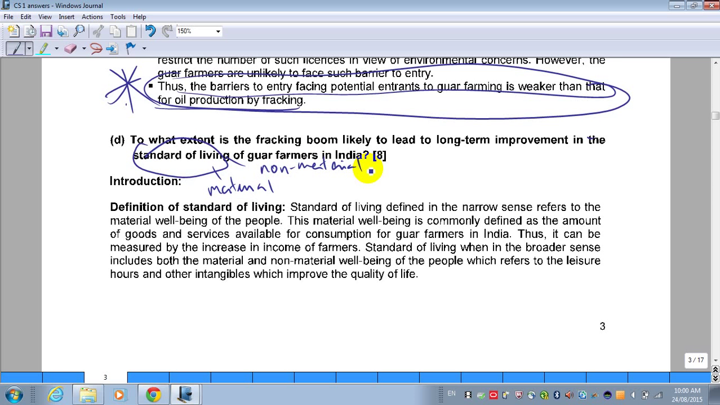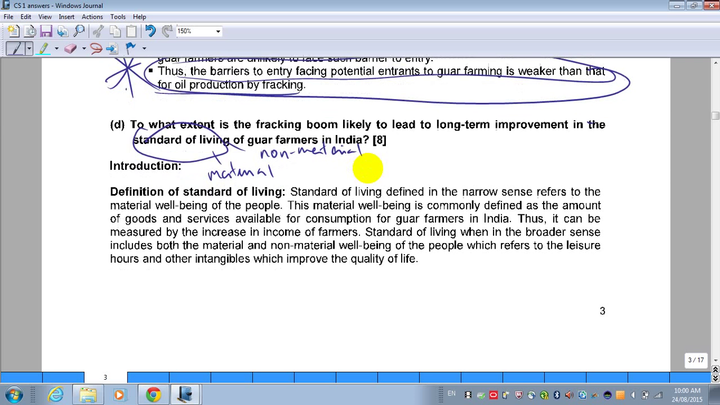Even if you feel that you can only make a link to the material aspect of standard of living, somehow you must in your answer try to link to the non-material aspect as well. If not, that will curtail the kind of marks that you're going to get. Okay, so to what extent is it likely to lead to long-term improvement in the standard of living, right?